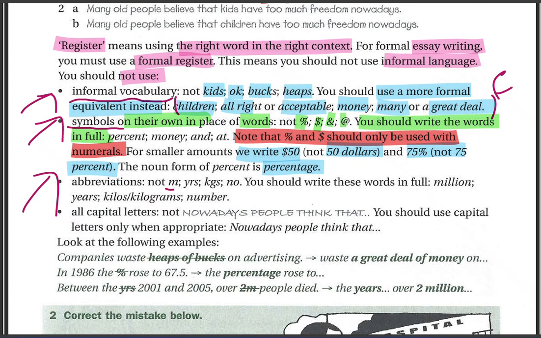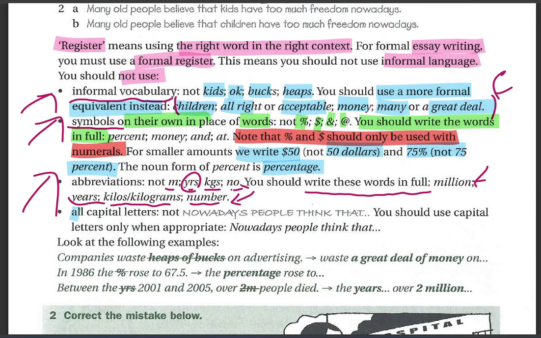Now the next one, the abbreviations. Not yrs, or kilos, no. You should write these words in full. So when it comes to formal writing, you shouldn't use abbreviations, okay? Write them in full, like instead of m, write million. Or instead of yrs, use years, kilos or kilograms, and instead of no., write number.